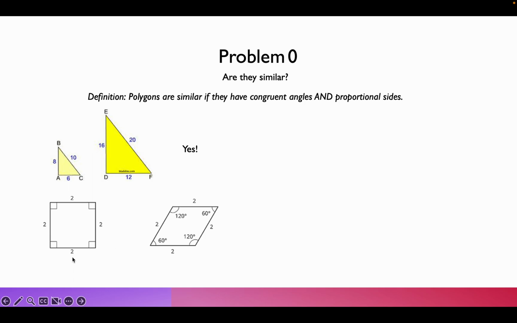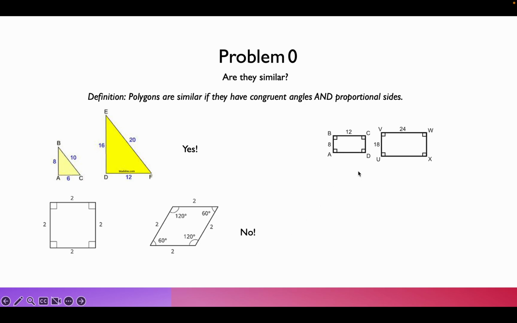So this one, they are definitely proportional sides because they're the same. 2, 2, 2, 2, 2, 2, 2, 2. But check out the angles. What does it say about congruent angles? Polygons are similar if they have congruent angles and proportional sides. So we have the proportional sides for sure, but we don't have the congruent angles. 60? No, these are 90-degree angles over here. That's a no.